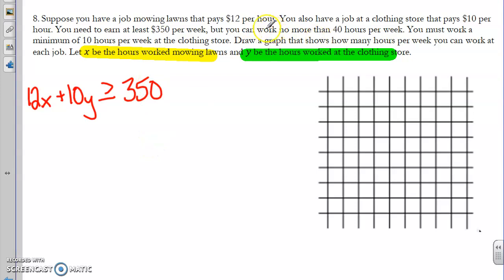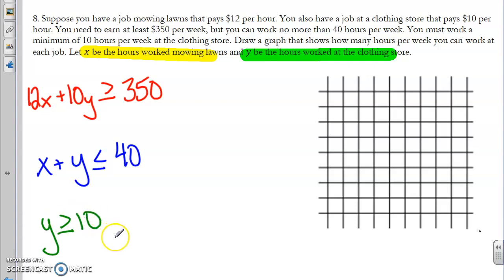Okay. Second thing is, you can work no more than 40 hours a week. Now that is the lawns and the clothing store combined. No matter which one you're doing, you cannot go over 40 hours. So if I put my mowing lawns together with my working at the clothing store, no more than is less than or equal to 40 hours. Another inequality that you have is you must work a minimum of 10 hours at the clothing store. So the clothing store was Y. So at the clothing store, your minimum is 10. So that means you have to work over that. So Y is greater than or equal to 10.